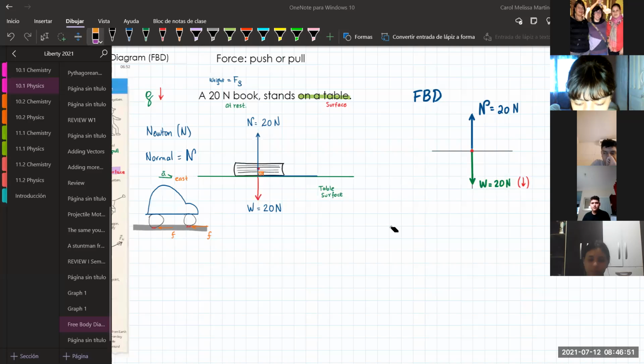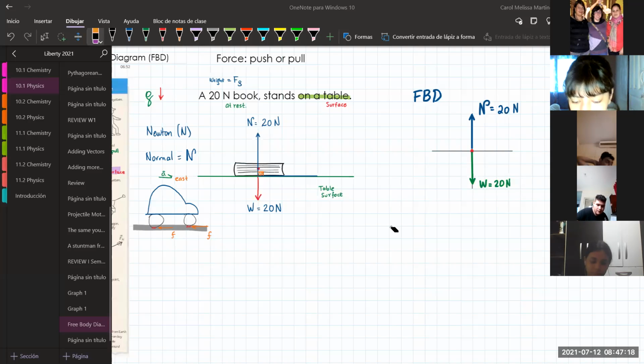You can put the directions, but it's not necessary that you put the directions since you see the directions here, and you see the direction over there. I mean, that's the purpose of the free body diagram, to represent in a single sketch all the forces that are acting and the direction the forces are going.